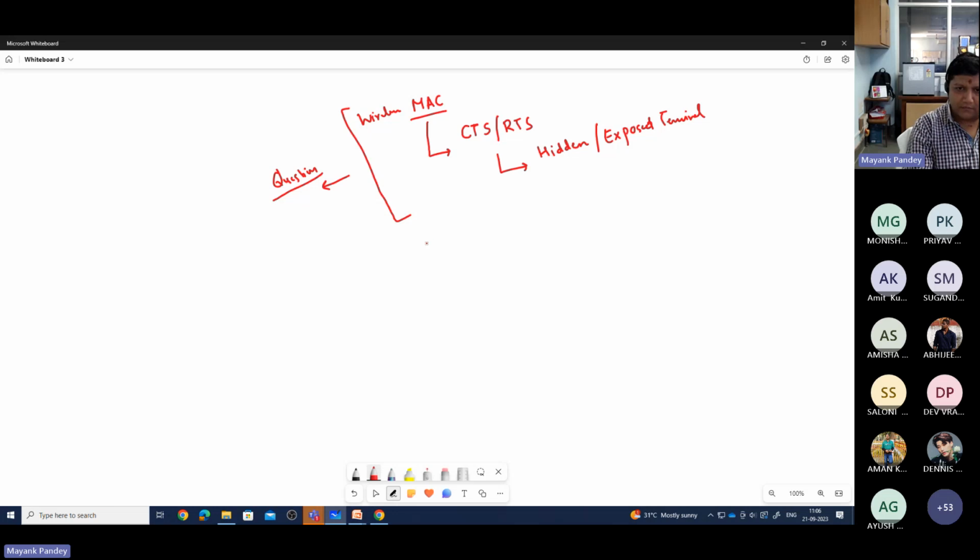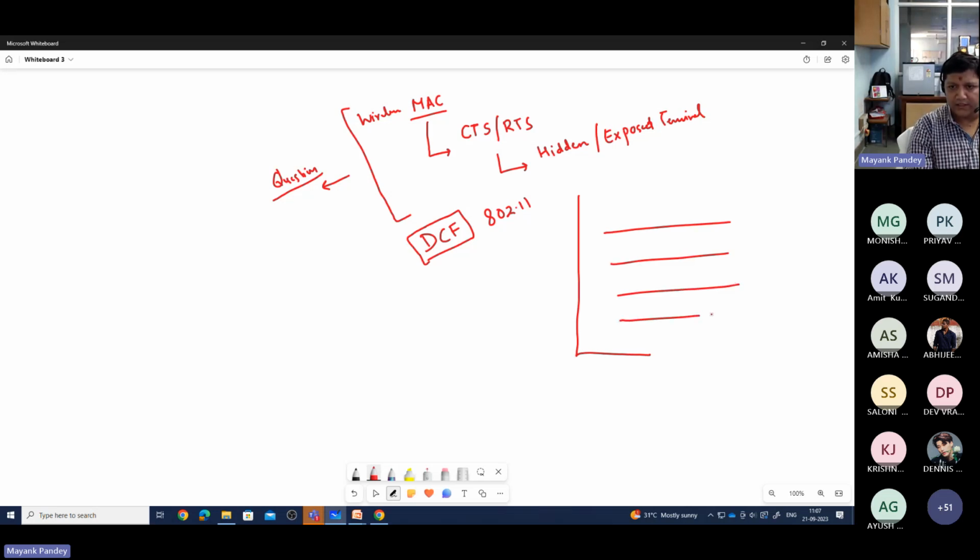Then we have seen the distributed coordination function of 802.11. Remember that there are many nodes that want to transfer on a single channel. We have seen CSMA/CA, binary exponential back off time, back off residual time. So, carrier sense multiple access with collision avoidance. Distributed coordination function, we have explained in detail. You can expect a question on this.